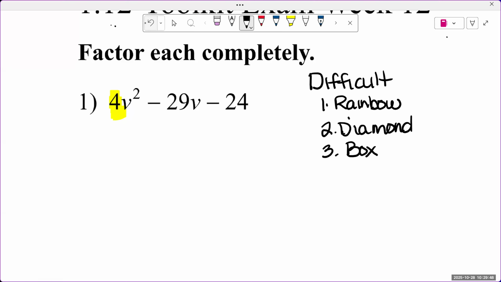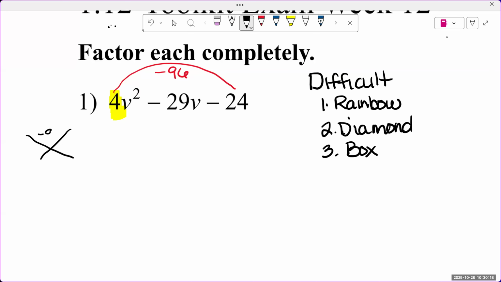So this one has a coefficient in front of the squared term, which means it is difficult. So we're going to have to do the rainbow. So 4 times negative 24 is negative 96. Okay, so rainbow. Now we're going to do the diamond.